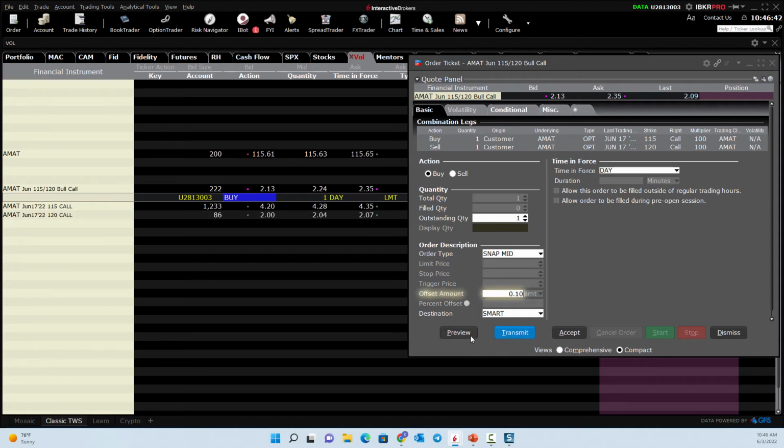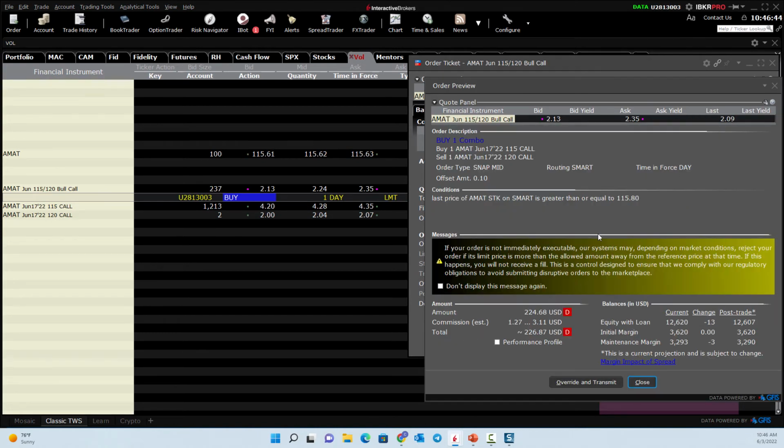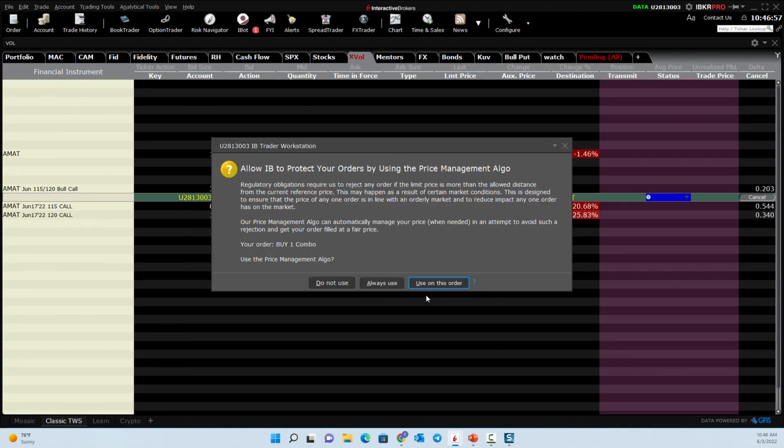So in terms of looking at this, if we preview the order, it'll give us a little warning here if this is executable, whatever. But it says, okay, snap to the mid, minus 10 cents. We can override and transmit.